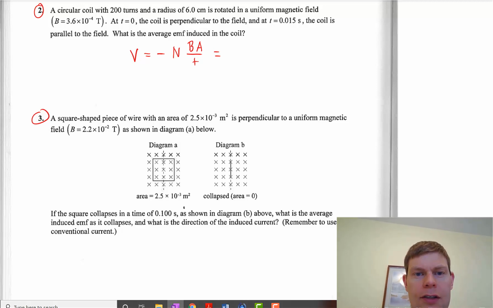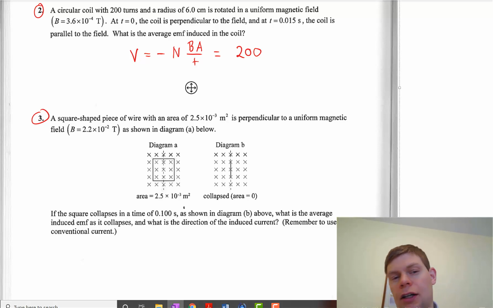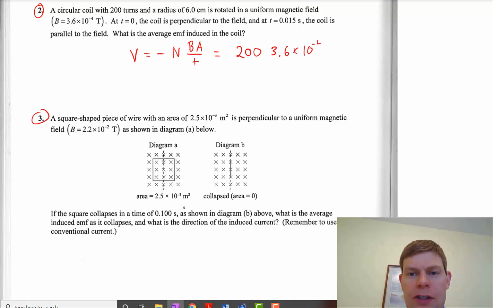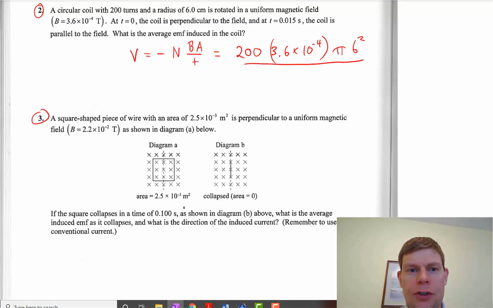So we've got 200 turns. I'm taking away the negative because I don't need to figure out direction in this. It's really just a reminder that, hey, coils like things the way they used to be. And then our magnetic field strength is 3.6 times 10 to the minus 4 Teslas. Our area is figured out using this radius. Remember, area of a circle is pi r squared. So pi times 36. And then we will divide that by the time it took to change its area.